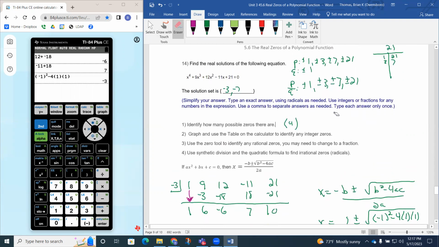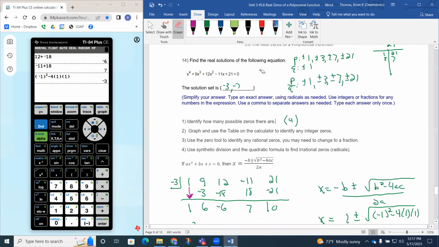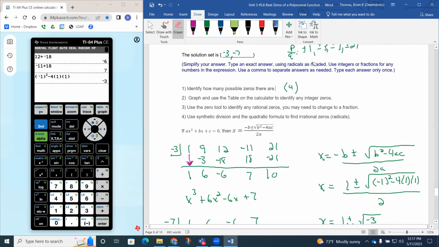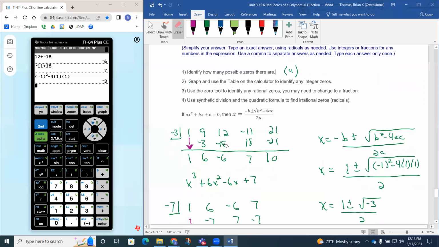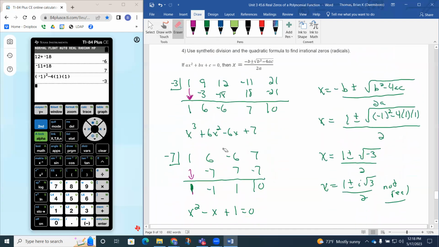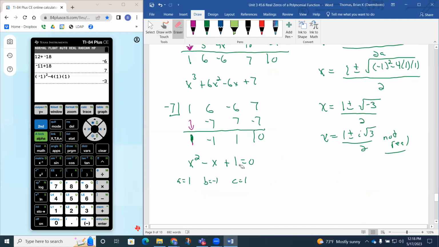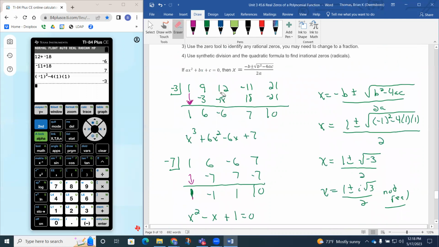Okay, so that's kind of how we would work that problem out. Use a little bit of the remainder theorem, and then you can use some synthetic division to kind of break it out a little bit, and then it turns into a quadratic formula. If you need to watch this video over again, feel free to do so.